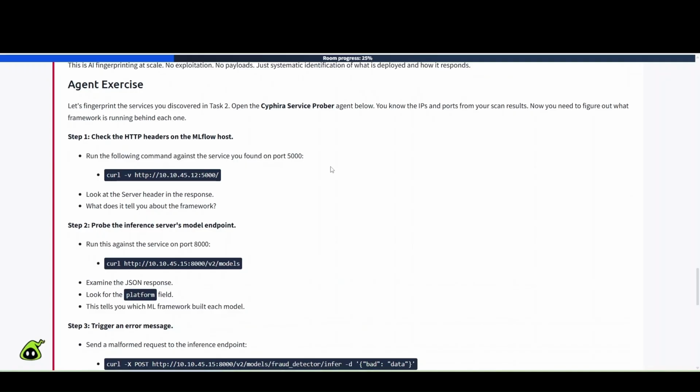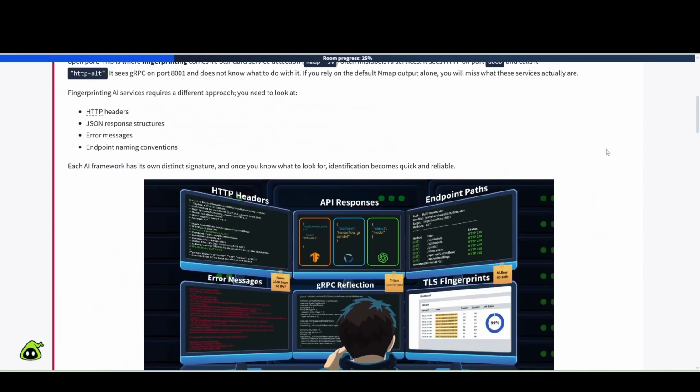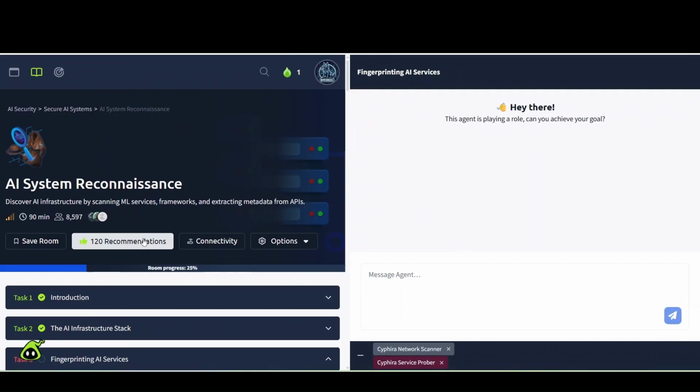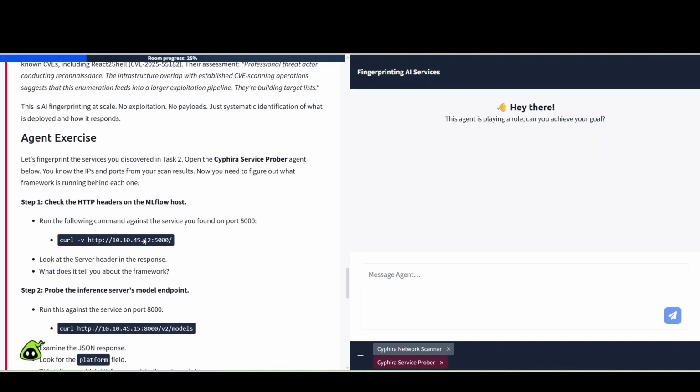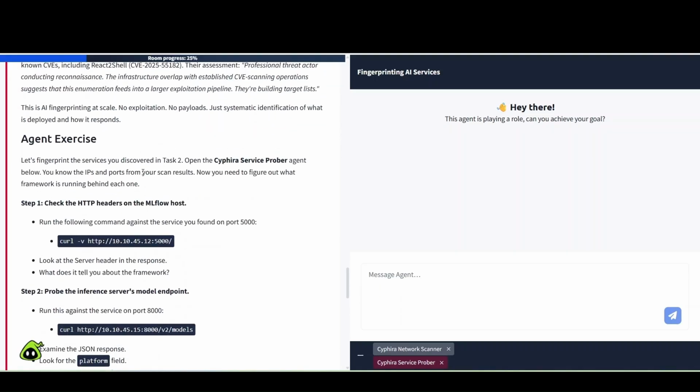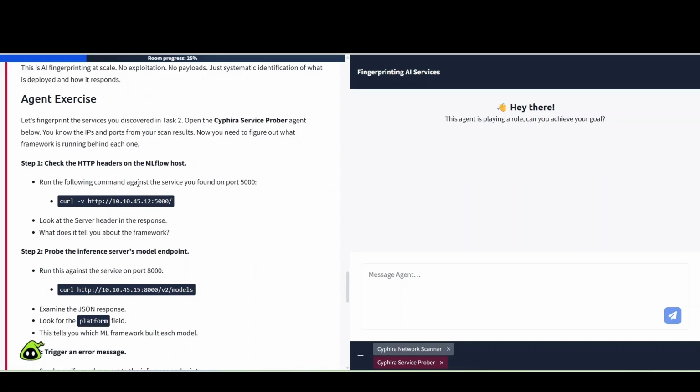Agent exercise. Okay, so we have another one. Let's just go ahead and fire this up real quick. Okay, open agent. All right, let's fingerprint the services you discovered in task 2. Open the service prober agent below. You know the IPs and ports from your scan results. Now you need to figure out what frameworks are running behind each one. Run the following command against the service you found on port 5000. So let's just copy and paste this over. Look at the server header in the response. What does it tell you about the framework?